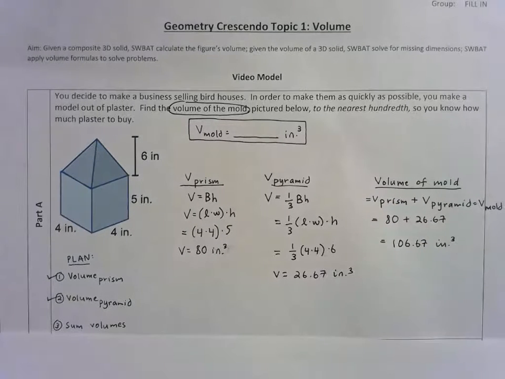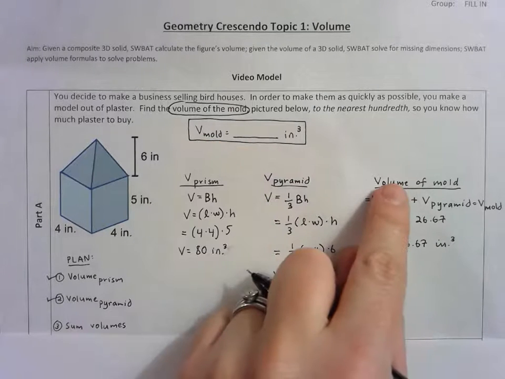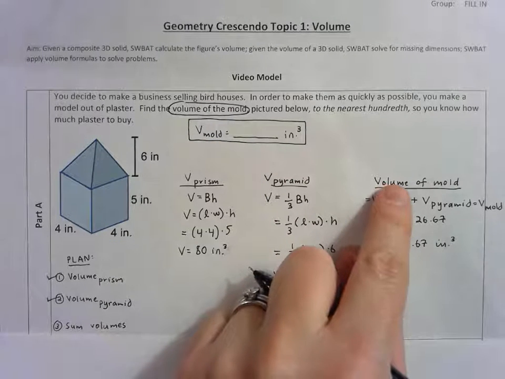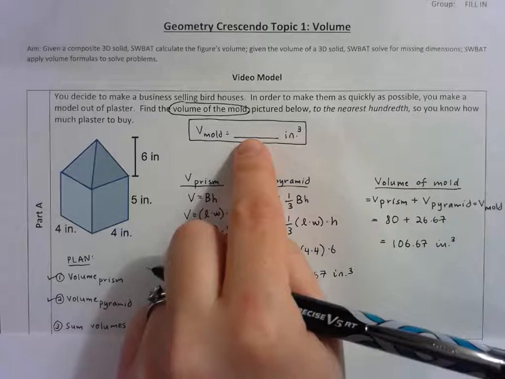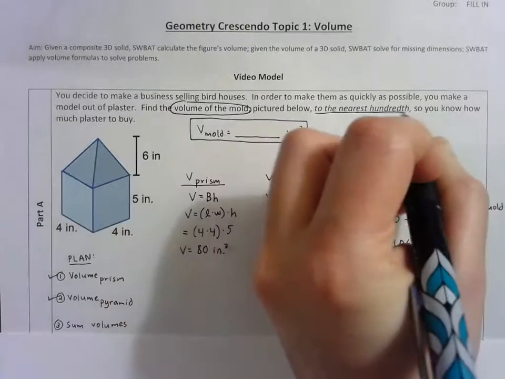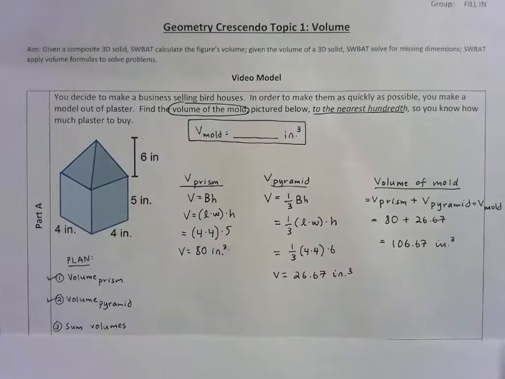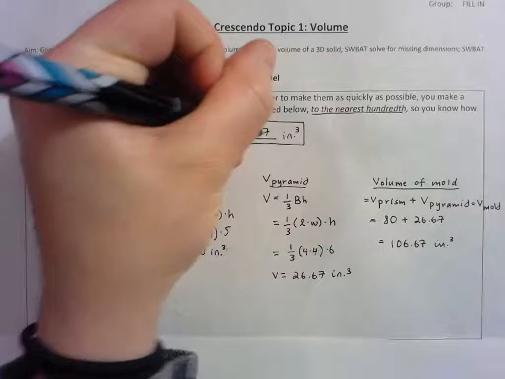Let me make sure that I'm answering the question that's being asked. Volume of the mold is what I was asked for originally. That's what I have as my last step in my problem. So I'm going to enter my answer into the box that I set up at the beginning of my problem. Let me double check my rounding guidelines. I'm rounding to the nearest hundredth, so that's 2 decimal places. So I have already done that here. The volume of the mold is 106.67 cubic inches.